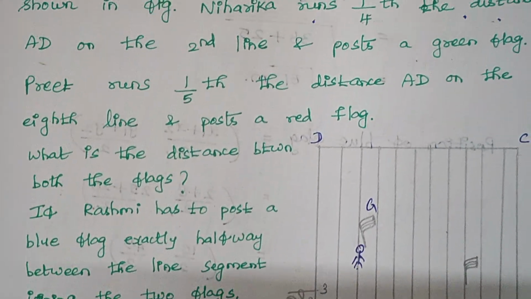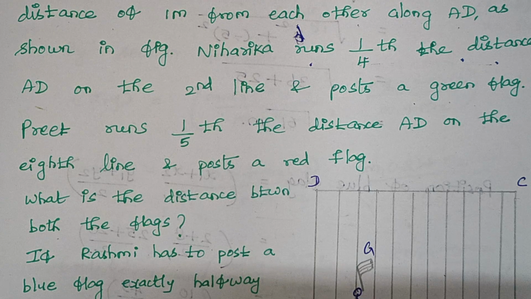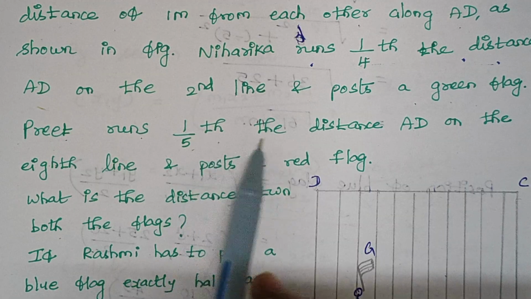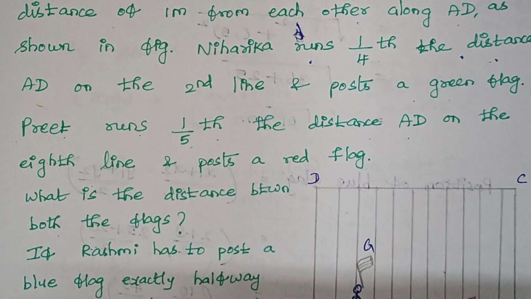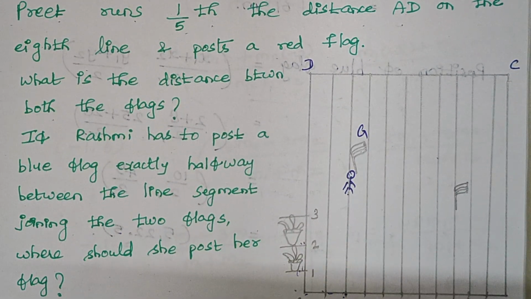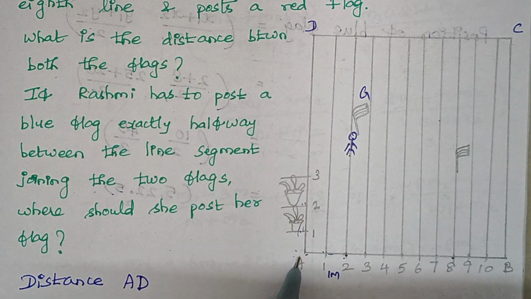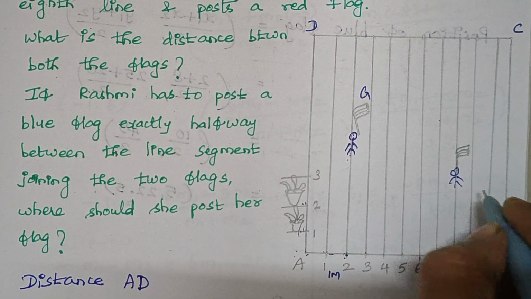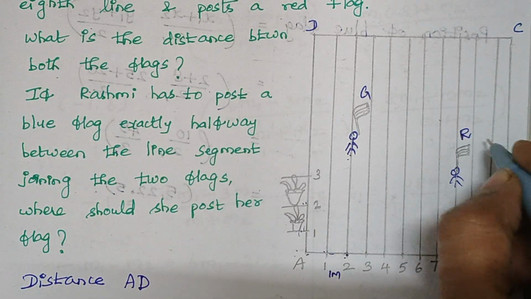Now the next thing is, there is another girl, I think a boy, girl or boy. Anyway, Preet runs 1/5 the distance of AD on the 8th line and posts a red flag. So the boy Preet runs on the 8th line. This is my 8th line and he covers 1/5 of the distance. So this is my AD. This girl covers 1/4 of the distance and this boy covers 1/5 of the distance. Here he places a red flag.